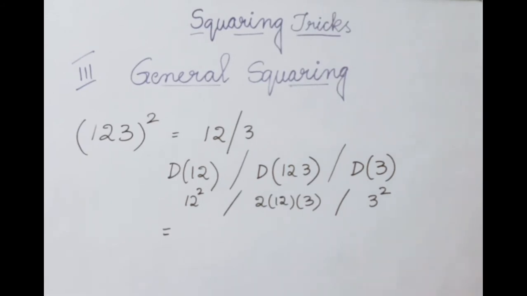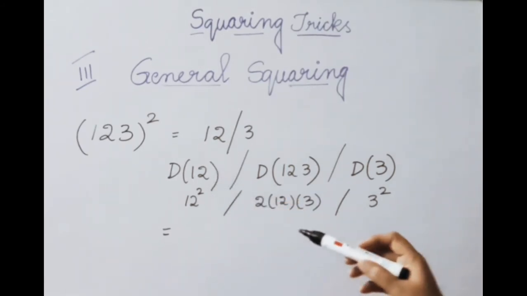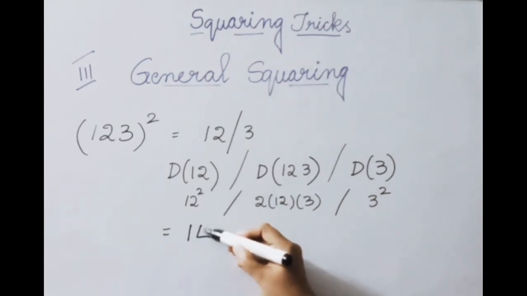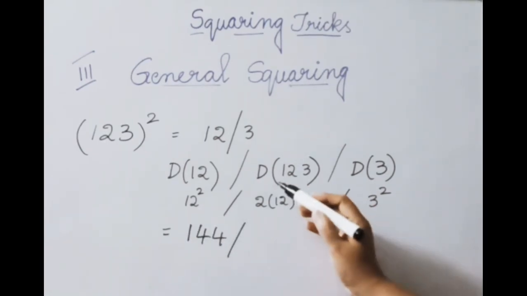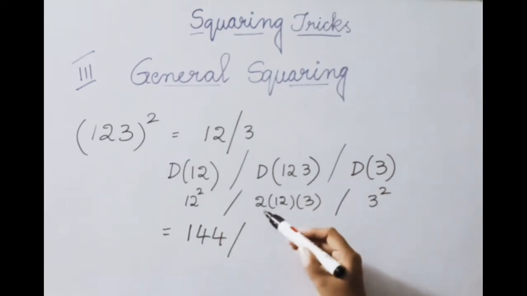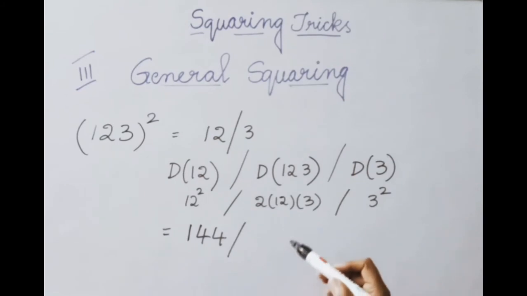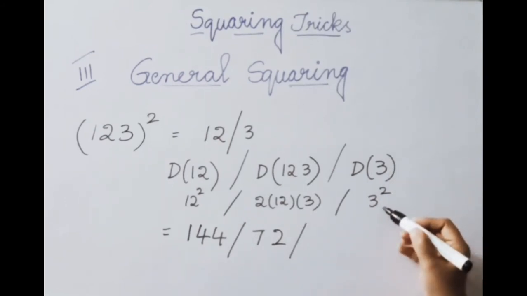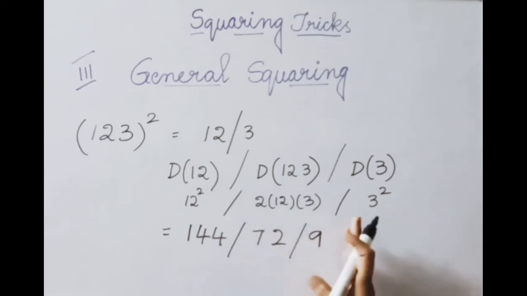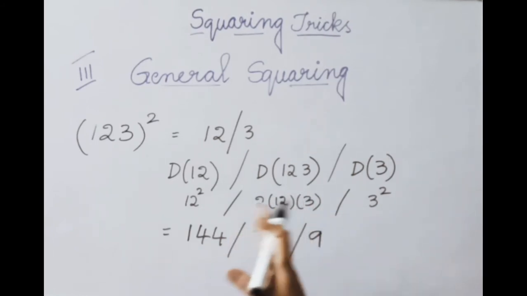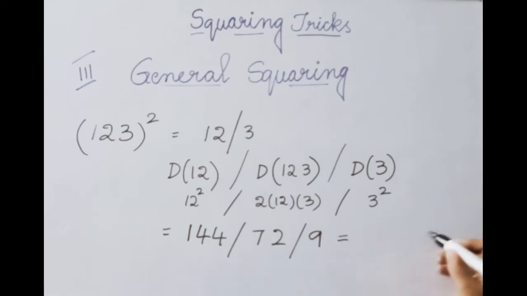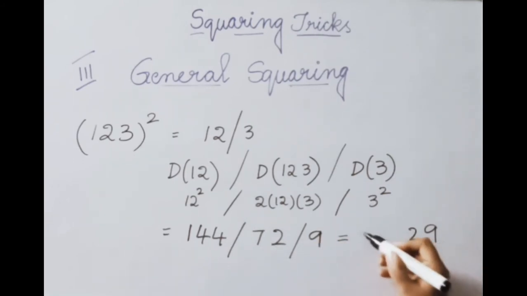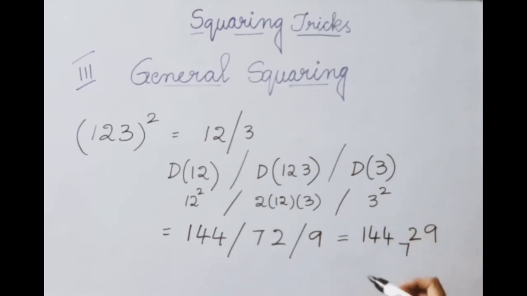So let us write the answer. See now, duplex of 12, that is 12 square, means 144. Next duplex of 123, that means 2 into the product of these two values. 12 3s are 36, 36 2s are 72. And the last part, duplex of 3, that is 3 square, means 9. In each part only one digit is allowed, the remaining are carried forward. So the last digit 9. Here 2, carry 7, and write down this 144.